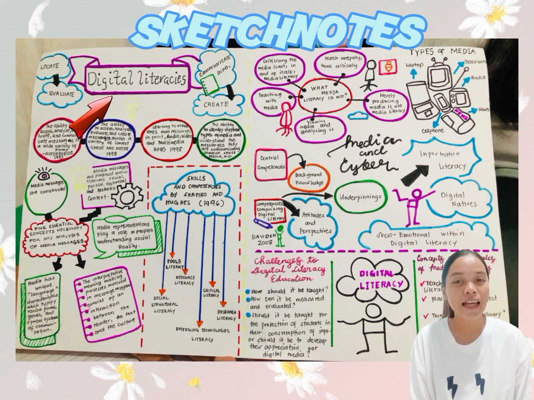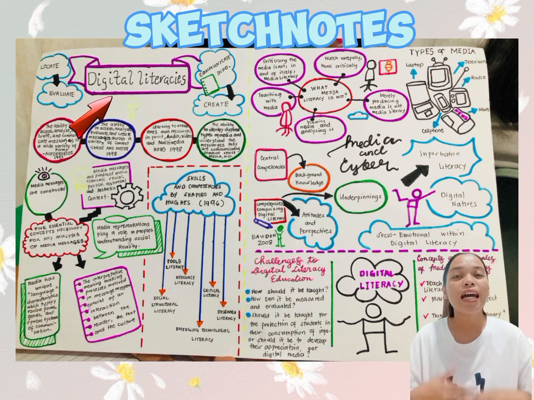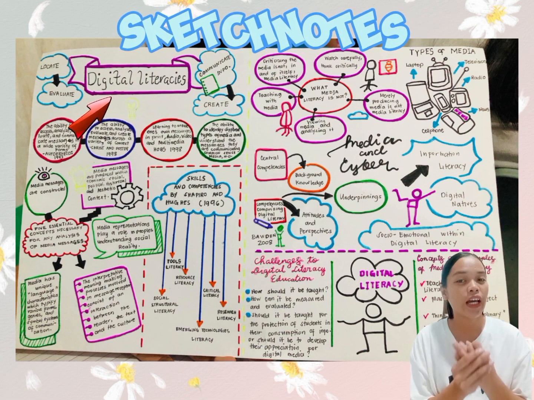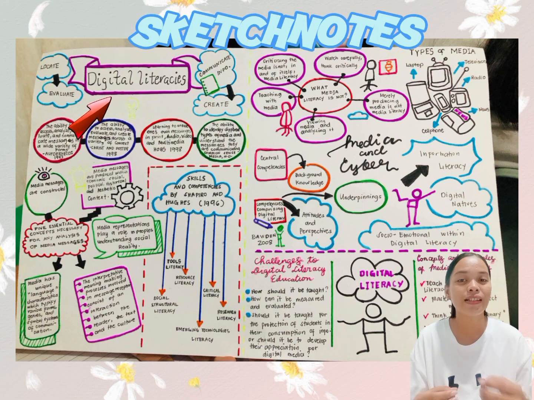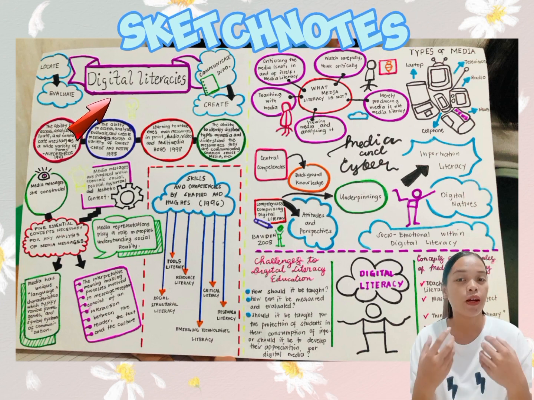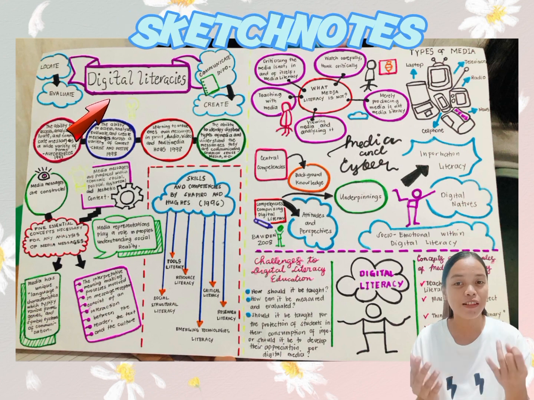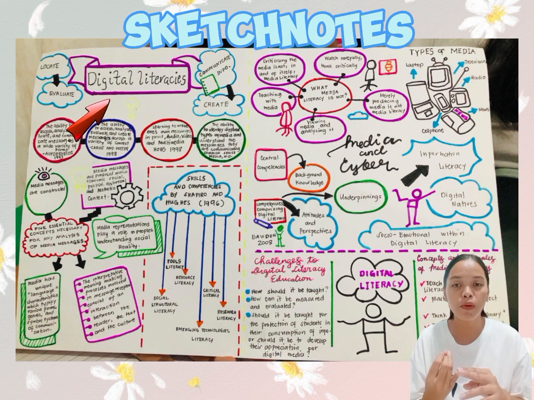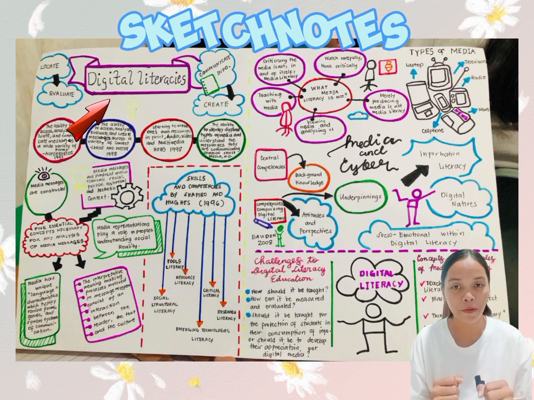As you can see, the first definition that I wrote about digital literacy on my sketchnote is the ability to locate, create, evaluate, and communicate information in various digital platforms. For example, in content creation, we have YouTube and Spotify. And when it comes to social media, we have Facebook, Messenger, Instagram, Twitter, and many more.